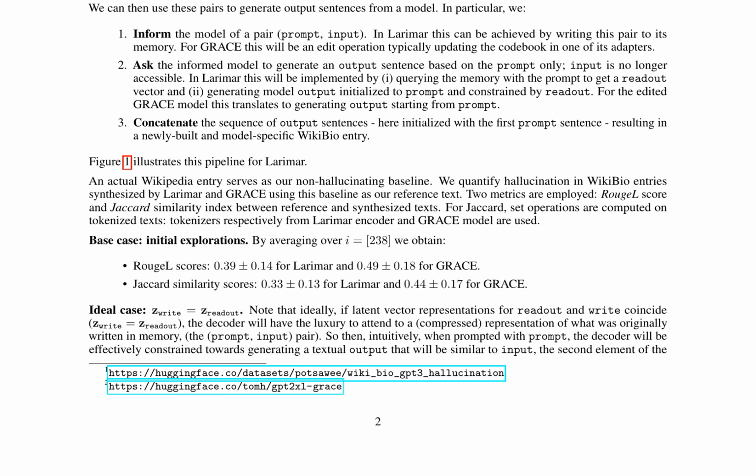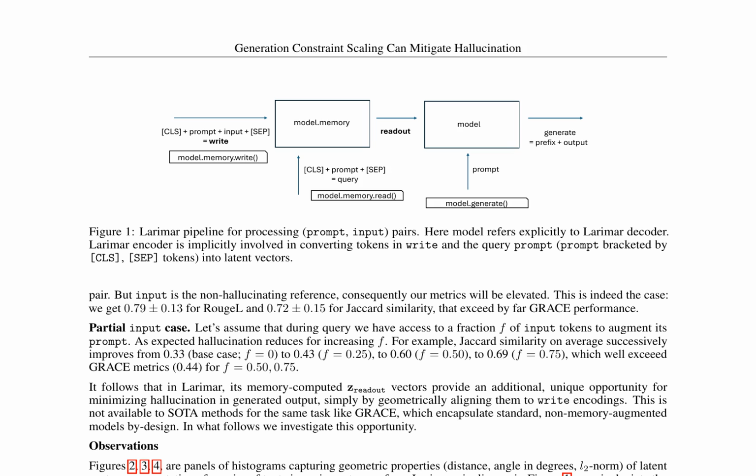In the ideal case, where the latent vector representations for readout and write coincide, the decoder will be effectively constrained towards generating a textual output similar to the input. The Larimar pipeline involves processing prompt, input pairs through the decoder, with the encoder implicitly converting tokens into latent vectors. The model's memory is utilized to write and read vectors, enabling the generation of output.